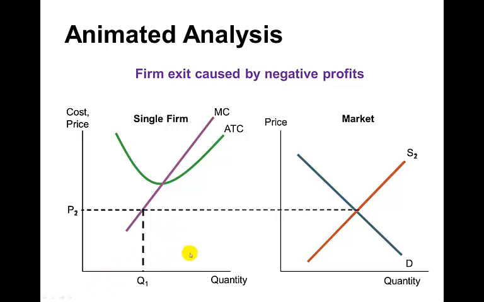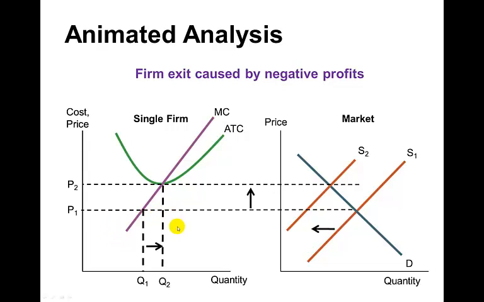So in the long run, firms are earning negative profits in the short run, so some firms are going to exit. That's going to shift the supply curve to the left, and that's going to raise the price, and that's going to happen just until the price reaches this minimum average total cost curve here, and my firm is going to produce more because its price rises, but the industry as a whole is going to produce less. So you can see that here the industry was producing here, some firms exited, so the industry is now producing here.